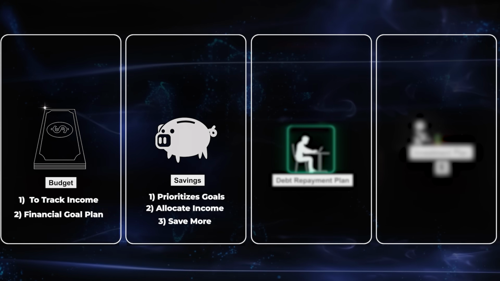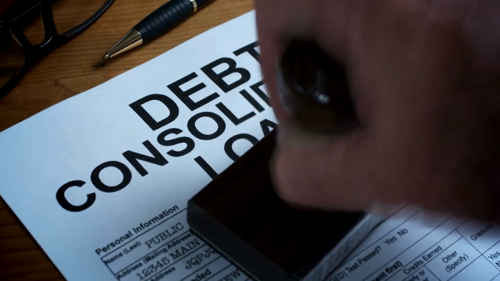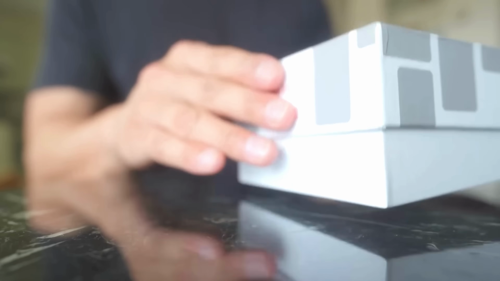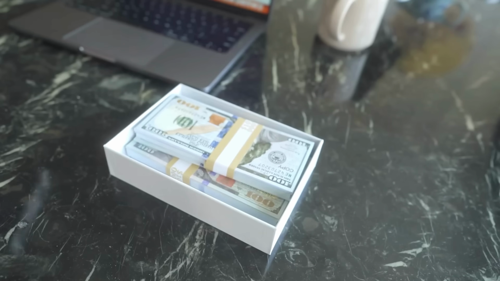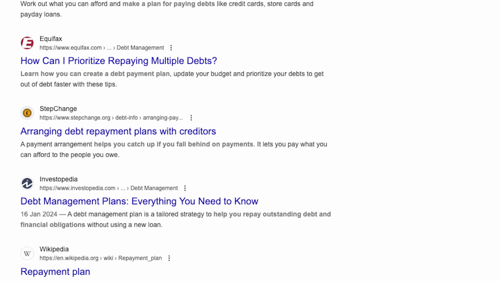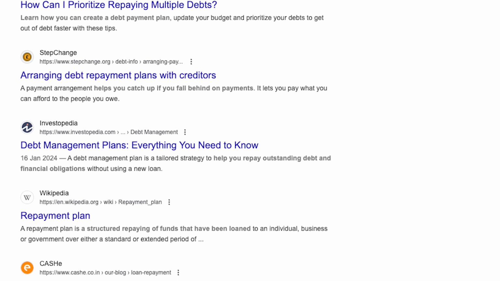Third is a debt repayment plan. If you have debt, this is really important. You want to look at all of the debt that you currently have and come up with a plan to repay it, and you should absolutely be prioritizing this. There are a lot of really great free resources out there that can help you come up with a debt repayment plan. So look it up.